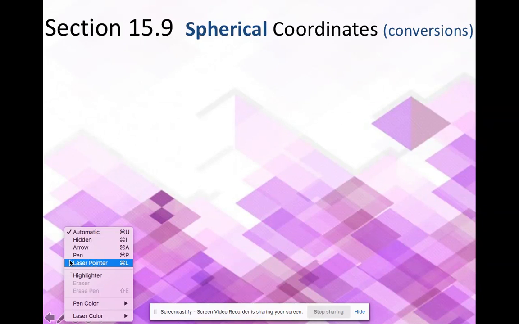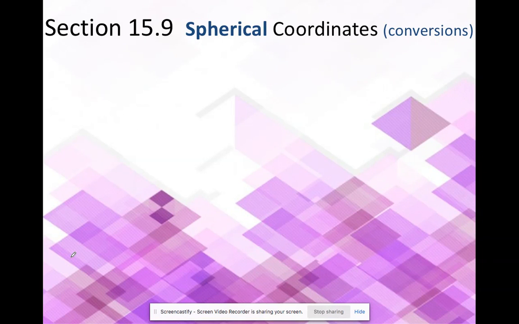Hey kids, ready to do spherical coordinates, right? And you're like, no, stop.